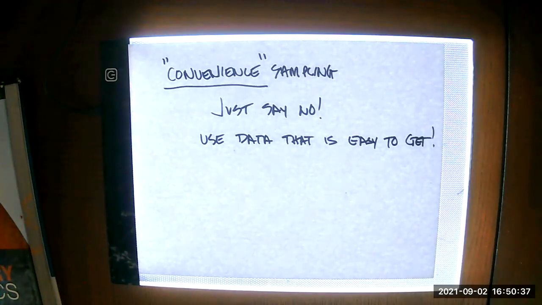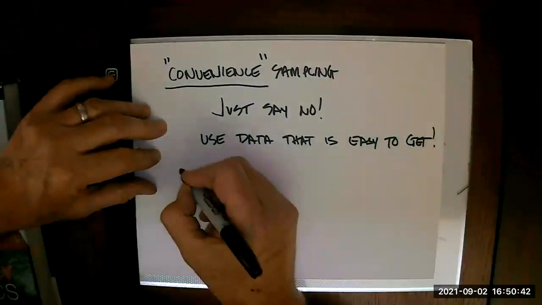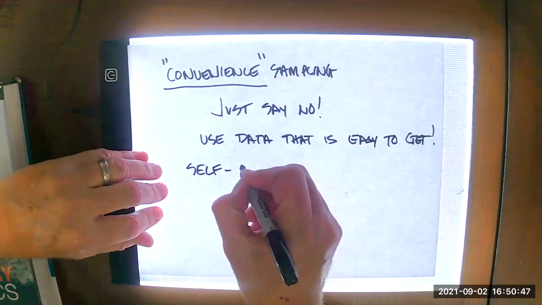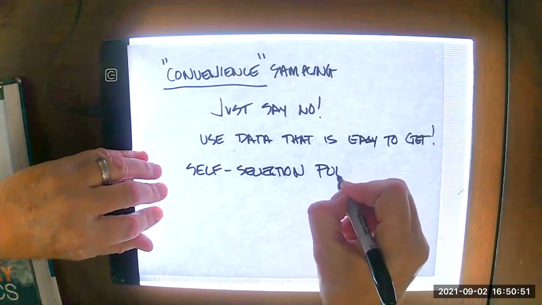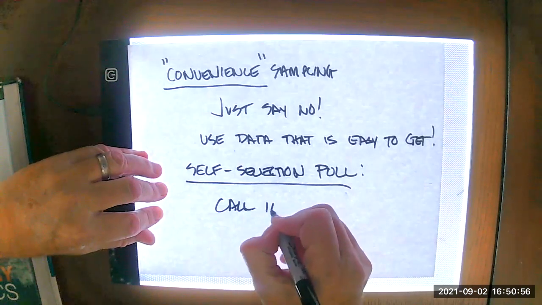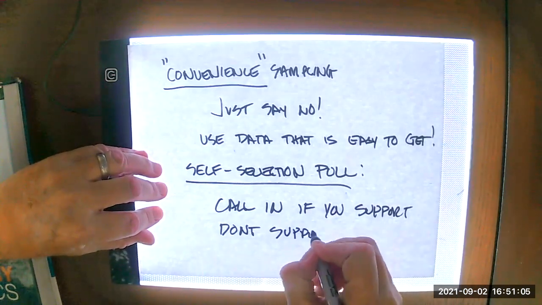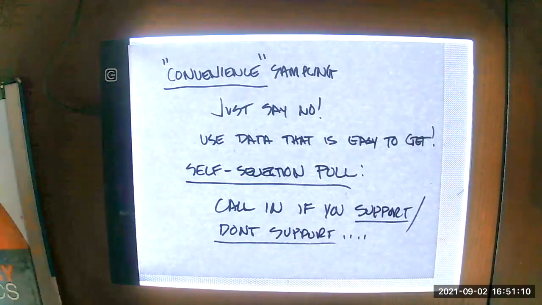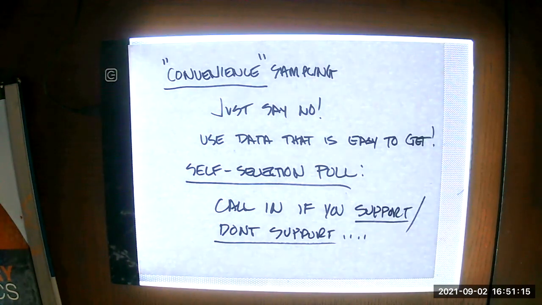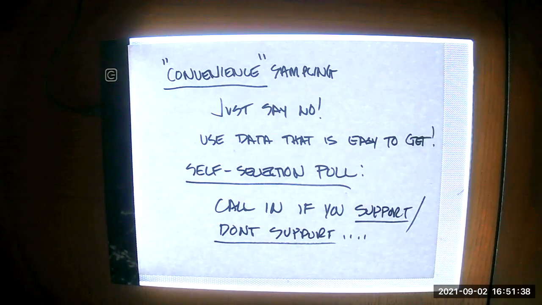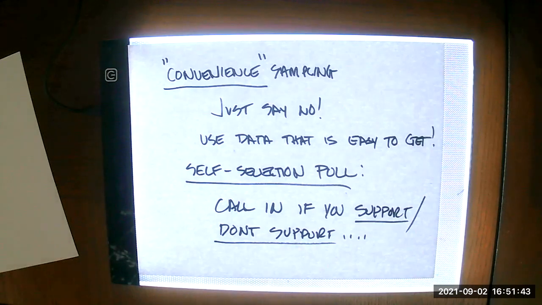There's a couple of common examples of convenience sampling. The biggest one that comes to my mind is the self-selection type of poll. Call in if you support, or perhaps don't support, blah, blah, blah. You can't get a representative sample via a self-selection poll. That's an example of convenience sampling. It's data that's easy to get, and it means nothing. You see it all the time or hear about it all the time on radio, internet, TV shows with call-in polls. Oh, I suppose they're entertaining at some level, but in terms of determining actual actionable statistical data, no.